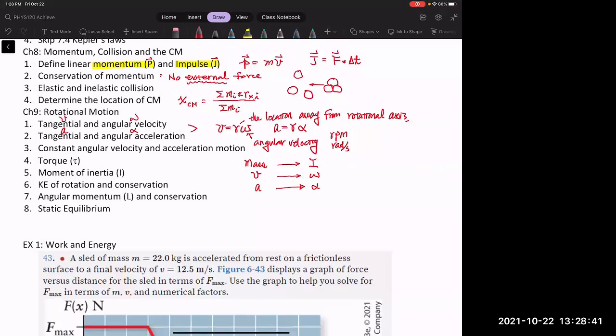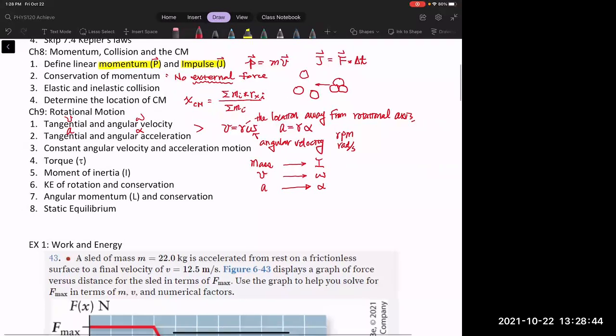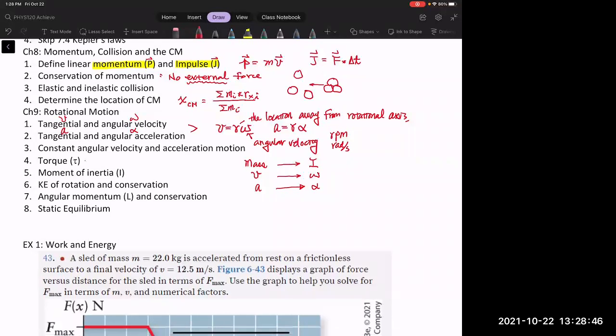And we also look at the torque. So we tell you how you define torque. The torque is going to be force times the perpendicular one, right?